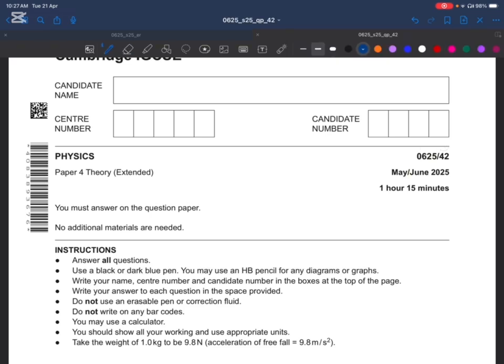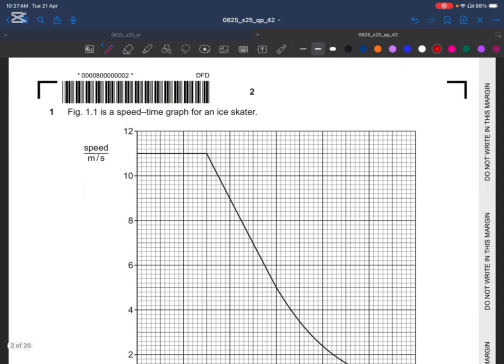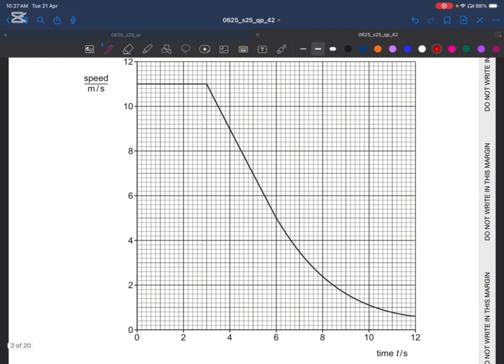Today we are going to solve 0625/42, and this is of May-June 25. Question number 1, figure 1.1 is a speed time graph of an ice scatter.